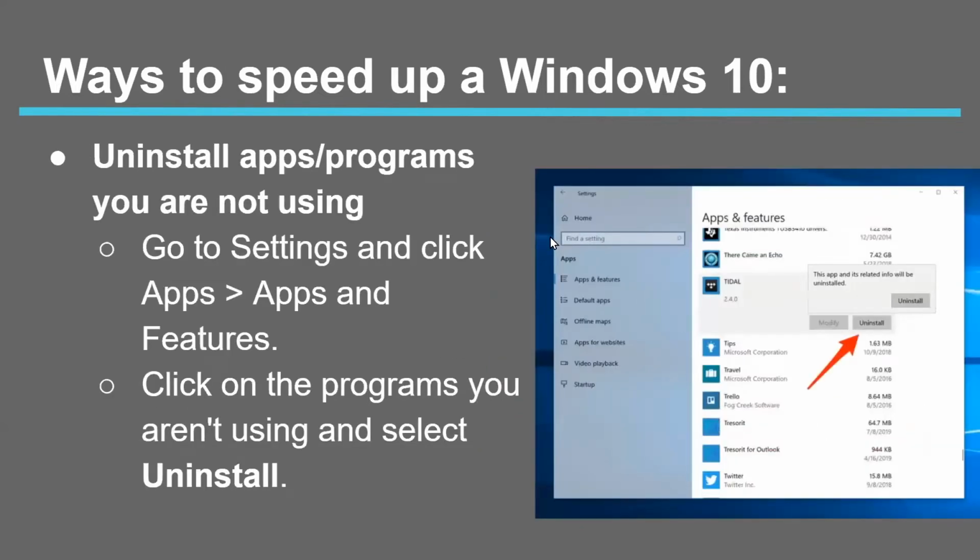Another way to speed up Windows 10 is to uninstall apps and programs that you are not using. So again, you can go into Settings, click Apps, and then click Apps and Features. You can click on the programs that you aren't using and select Uninstall, as shown in the picture on the right here.